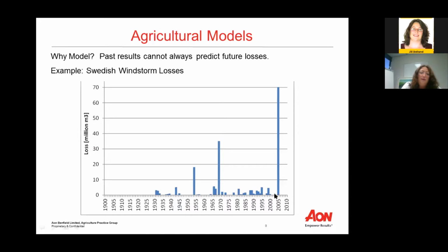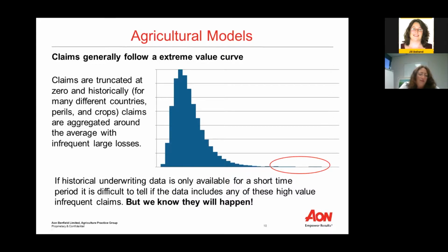This is a similar one for windstorm losses in Sweden. This is from an insurance company and the losses they incurred. And as you can see, this goes back to 1900. So over 100 years of data, and yet you still get this huge loss here that was never predicted and is very unusual. So to me, that's the main reason why we model things.